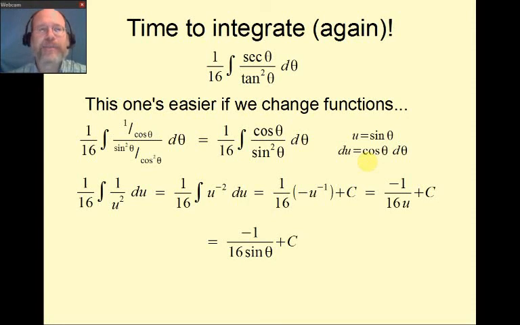I had it in terms of u. I put it back in terms of theta. That's nice. But my original function was in terms of x. I still need to swap theta back in terms of x. And that's the third step for any of these trig substitution problems, right?